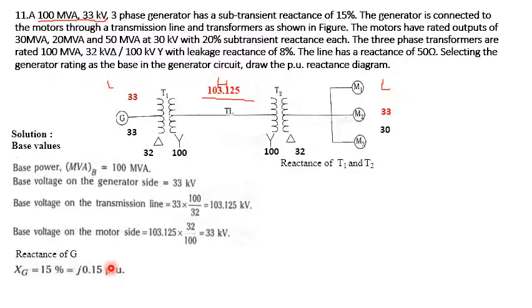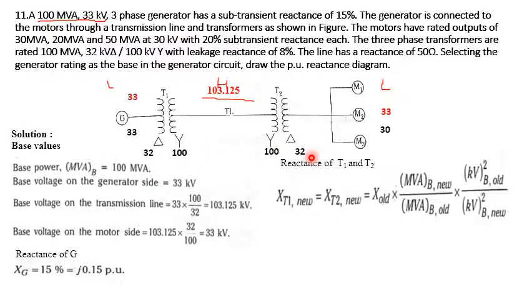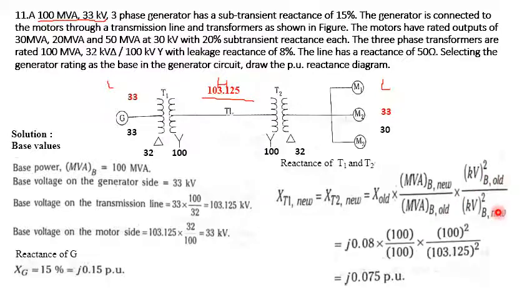Coming to transformers T1 and T2, these have the same values. So X T1 new is equal to X T old, times MVA base new over MVA base old, times kV base old over kV base new squared. The rating of the transformer is 8%, 8 by 100 gives 0.08, MVA base new is 100 and MVA old is 100.